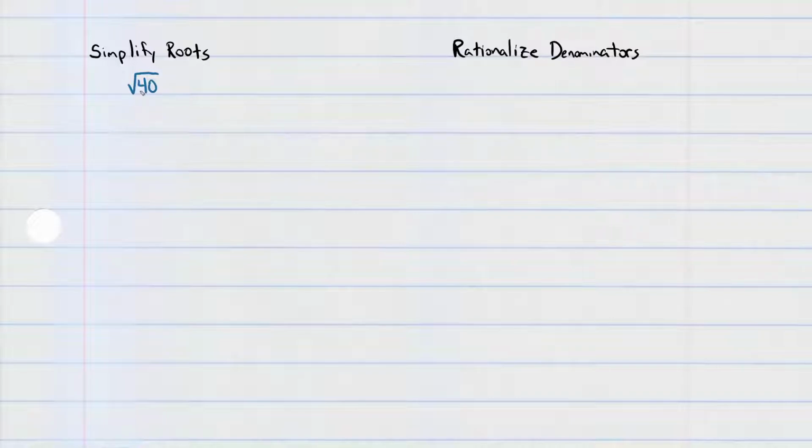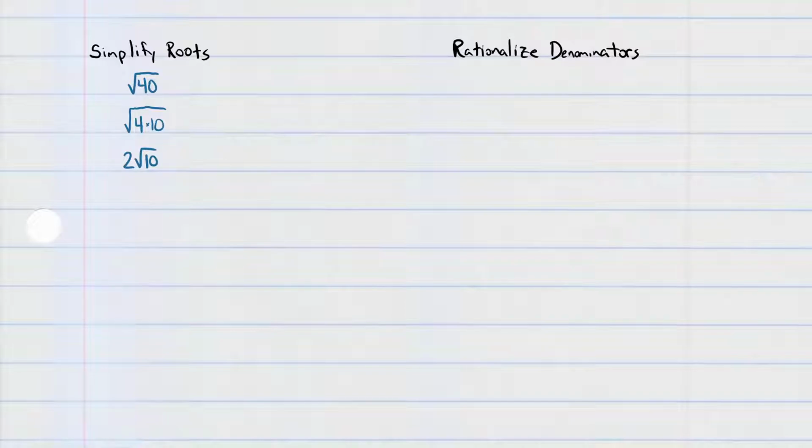Now, the way I would simplify the square root of 40 is I would say, well, I know that 40 is 4 times 10. And since 4 is a perfect square, the square root of 4 is 2. So the square root of 40 simplifies to 2 times the square root of 10. I can't do anything with the 10 because 10 is 2 times 5. There's nothing I can simplify. There's no perfect square. Now, I was able to do that because 40 is a fairly small number. It has very nice factors.